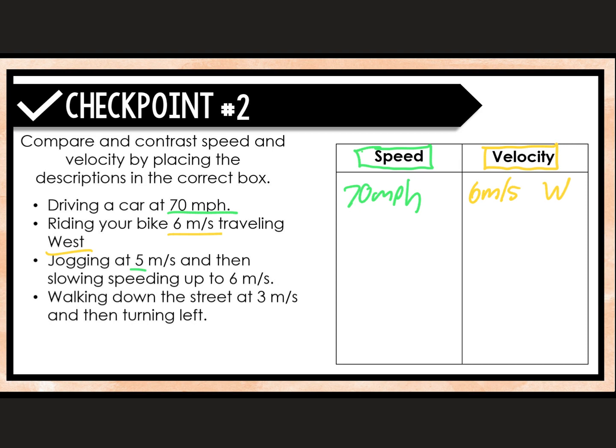Jogging at 5 meters per second and then slowly speeding up to 6 meters per second, well, those both have speed, but I do not see a direction, so that would be speed. Walking down the street at 3 meters per second and then turning left is a velocity because you know you're going down the street and you know you're traveling at 3 meters per second. You also know that you will be making a left turn, so you know when the direction changes.